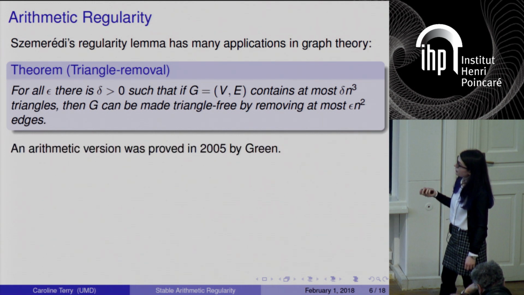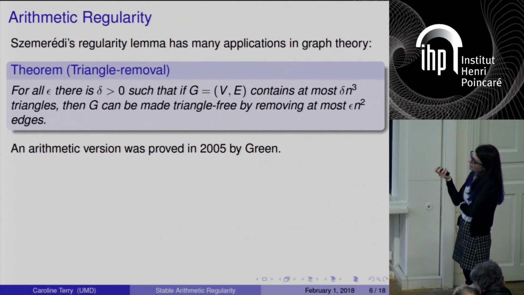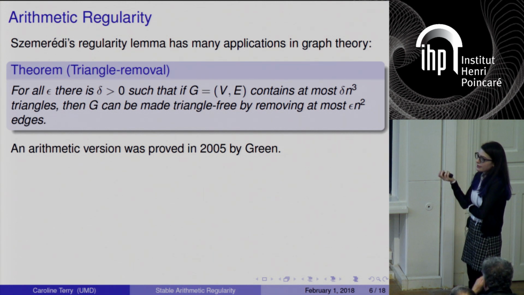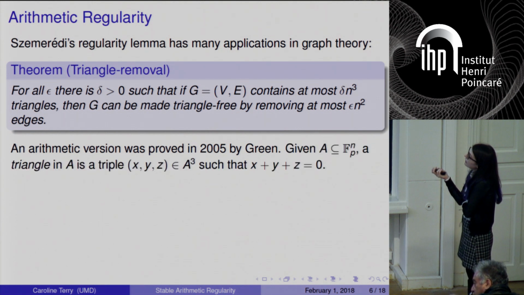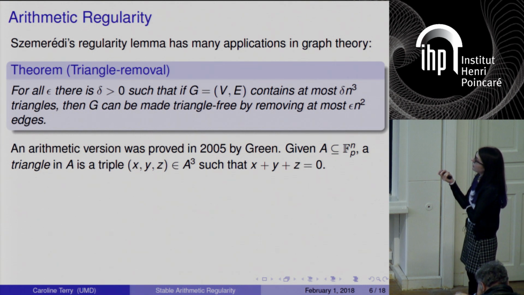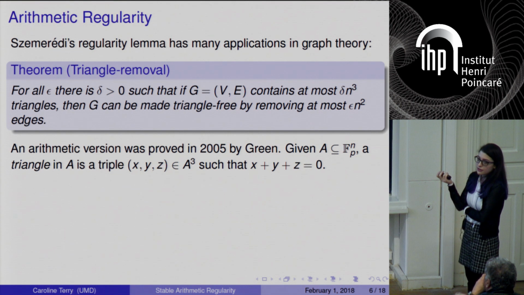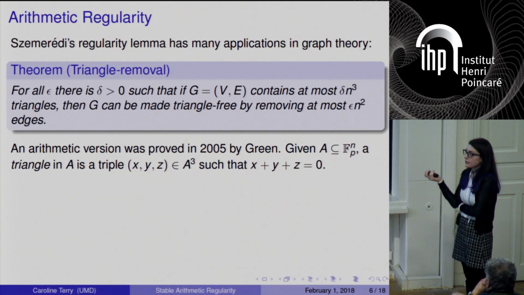Okay, and so then I'm going to show you an arithmetic version, which was proved in 2005 by Green. And so I guess for this talk, arithmetic will just mean this has something to do with sets in abelian groups. Okay, so we're going to be interested in understanding the structure of subsets of certain abelian groups, and in particular, we're going to be looking at finite-dimensional vector spaces over a fixed prime. Okay, so I'm going to have an analog of this triangle removal for that context. So I need to tell you what's a triangle for that setting.